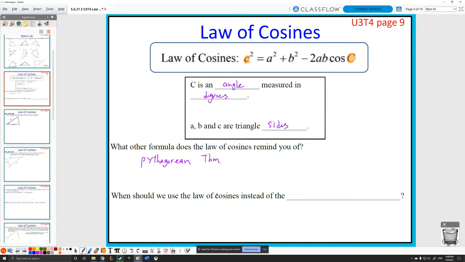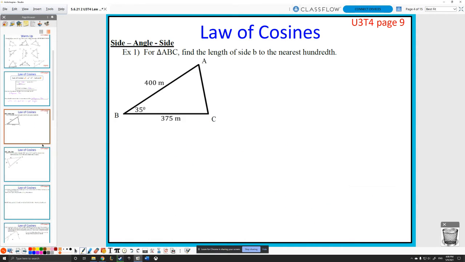So when should we use the law of cosines instead of the Pythagorean theorem? I know I'm writing kind of sloppy here. When we don't have a right triangle. So let's take a look.